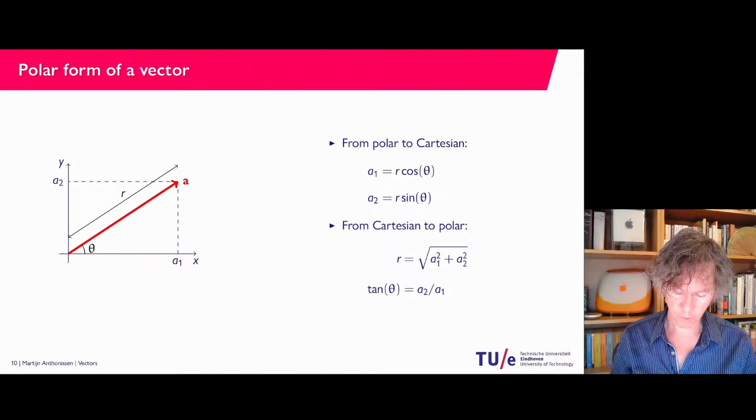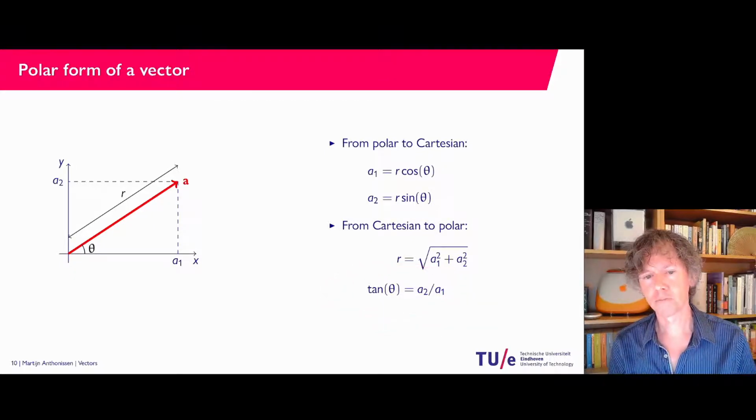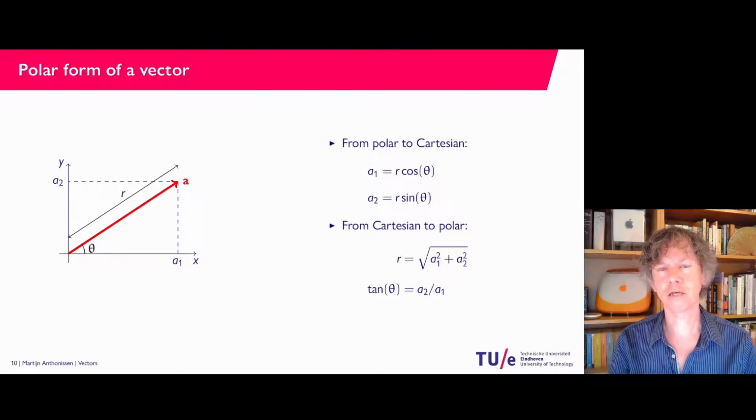So if you want to compute r and theta from A1 and A2, then you use this formula for r. The angle is a tiny bit more complicated, so you have to think a little bit here. There is no direct formula for theta, but you just know that the tangent of theta is A2 over A1. And it's best to draw a picture like this to see what theta is exactly then.